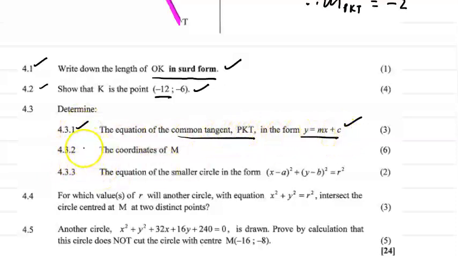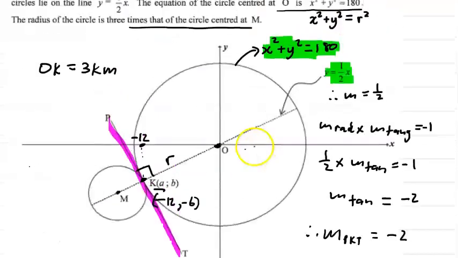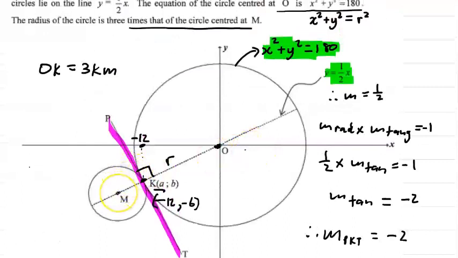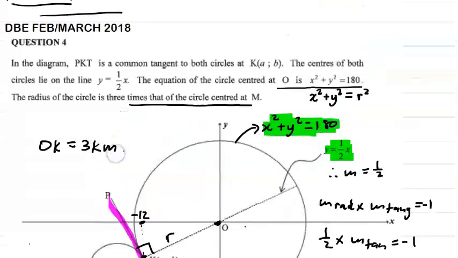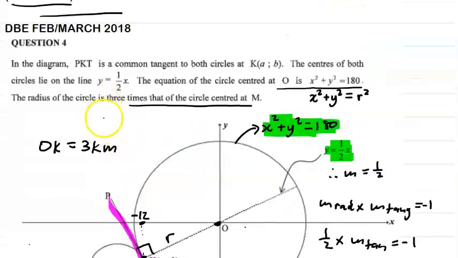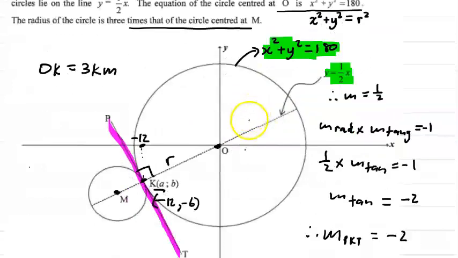So I'm going to continue with question 4.3.2, which is the coordinates of M. So the coordinates of M is the center of the small circle. So let's have a look at that. Now, as we read earlier, they told us here that the radius of the circle is 3 times that of the circle centered at M. Therefore, we now know that OK is 3 times KM. So we wrote that down earlier.